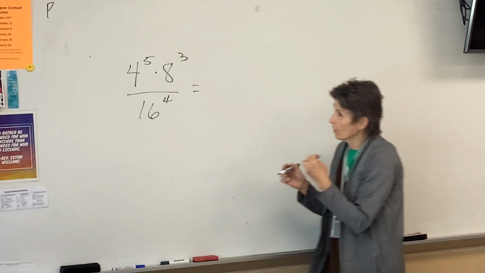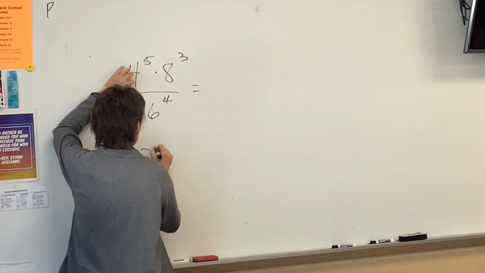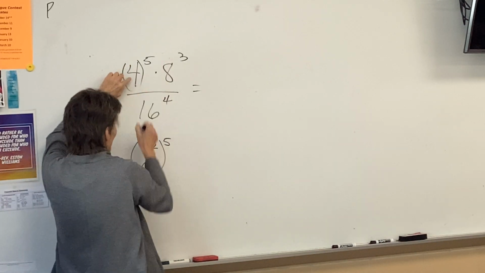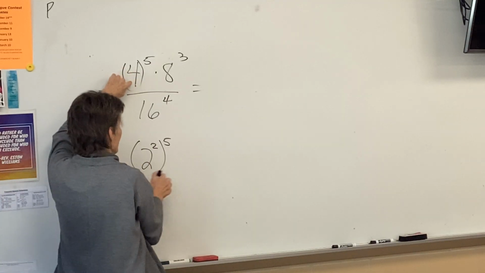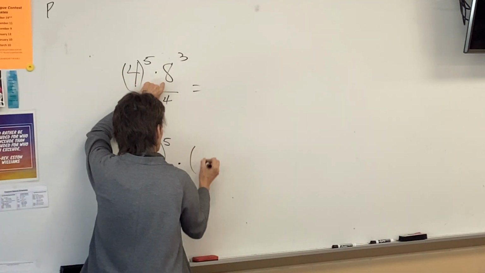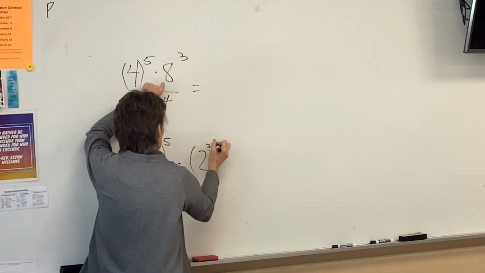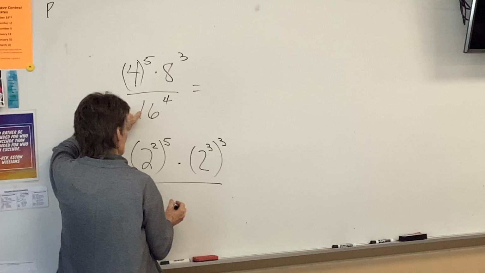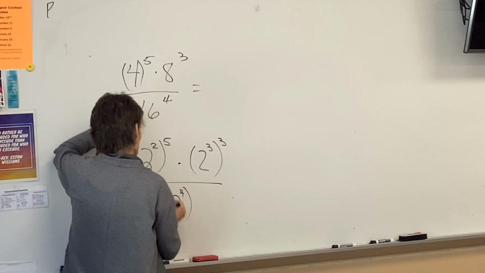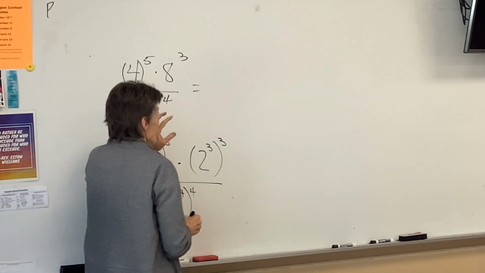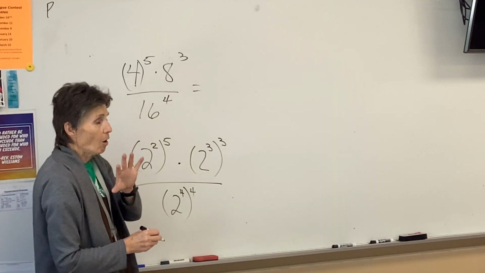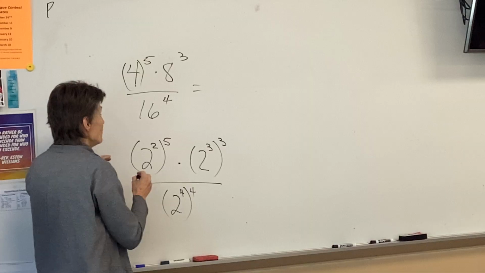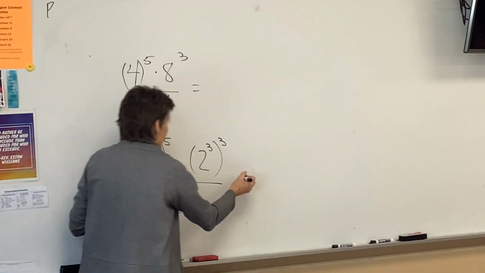So 4 is 2 squared. Okay, see what I'm doing? I'm writing 4 as 2 squared. What's 8? 2 to the third. What's 16? 2 to the 4. As soon as they're all the same base, then I can start combining them.